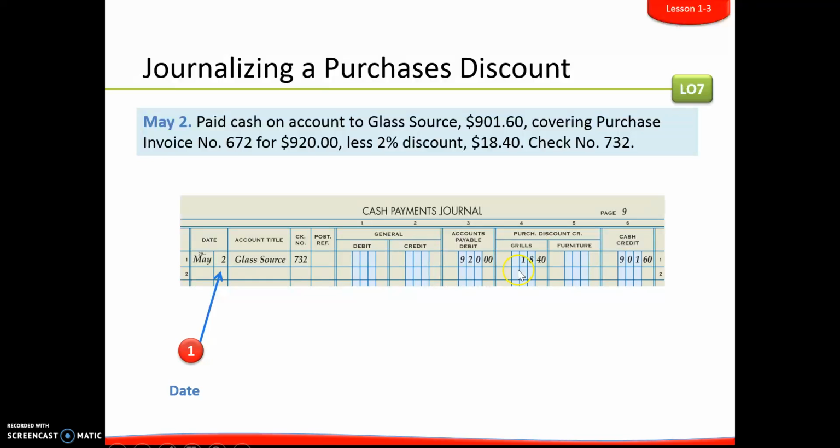So that goes here. It says that there was a 2% discount for $18.40. So that's going to go in our grills column. And then our accounts payable debit is for those two added together, or $920, or it says so right here too. So that's the total amount that we owed them. We took the cash discount, so we got $18.40. That's what we saved. So really, we only ended up paying them the $901.60.